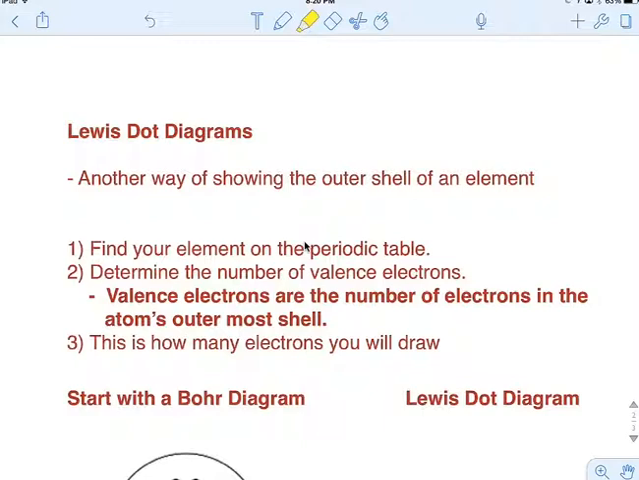Lewis dot diagrams are another way of showing the electrons in the outer shell of an element. Okay? You must first find the element on the periodic table and determine the valence electrons. Valence electrons is a key word. It is the number of electrons that are in the outermost shell of an element.